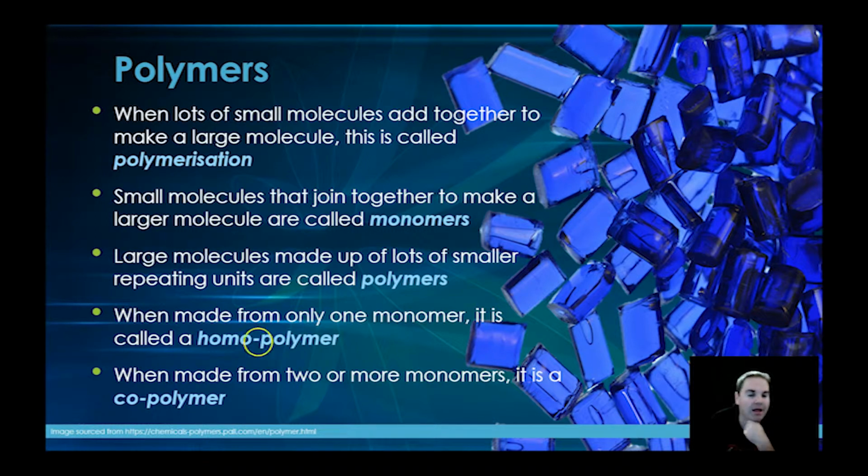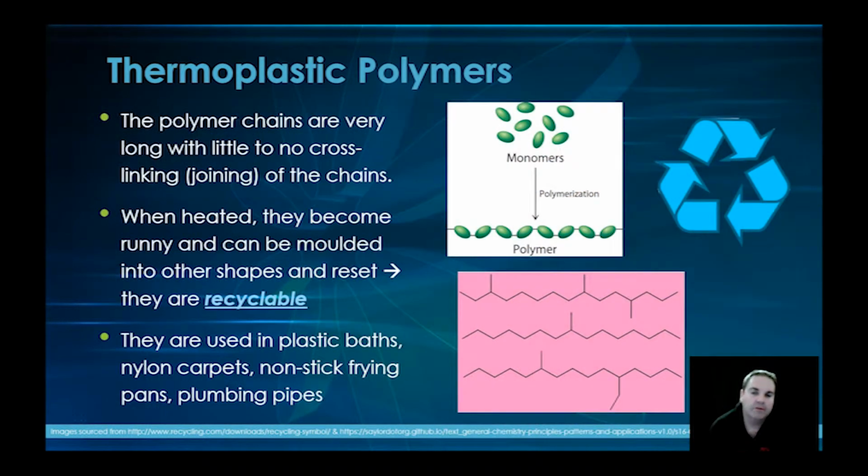Alright. So you can have a homopolymer, which is made up of one monomer, and a copolymer, which is made of two or more. But if you're talking about actual types of polymers in terms of their properties, there's what we call thermoplastic and thermosetting.